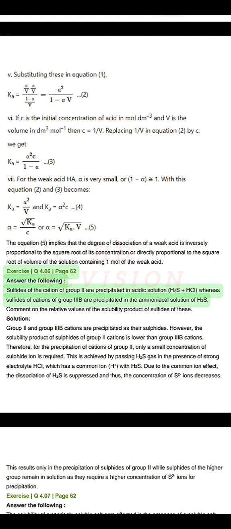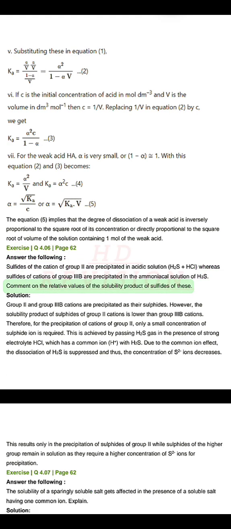Exercise Q 4.06, page 62. Answer the following. Sulfides of the cations of group 2 are precipitated in acidic solution, H2S plus HCl, whereas sulfides of cations of group 3 are precipitated in the ammoniacal solution of H2S. Comment on the relative values of the solubility product of sulfides of these.